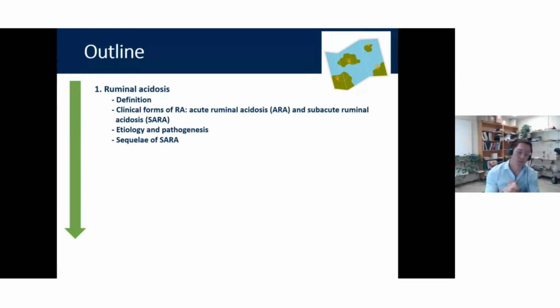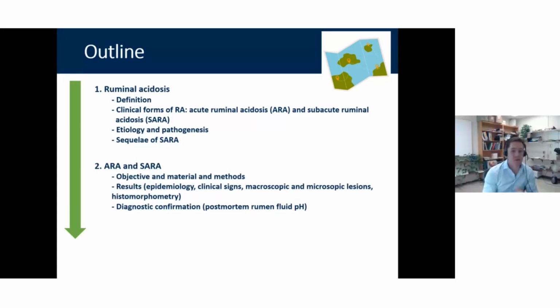So the talk is going to be a combination of a brief introduction and the classical definitions of acute ruminal acidosis and subacute cases. We're going to talk a little bit about the etiology and pathogenesis, and some of the sequelae of subacute cases. Then we are going to move on to the second part of the talk, where I am going to try to highlight the main points of this project that we did. And I'm going to wrap up the talk with a few take-home messages that I think are important for pathologists and diagnosticians in general.